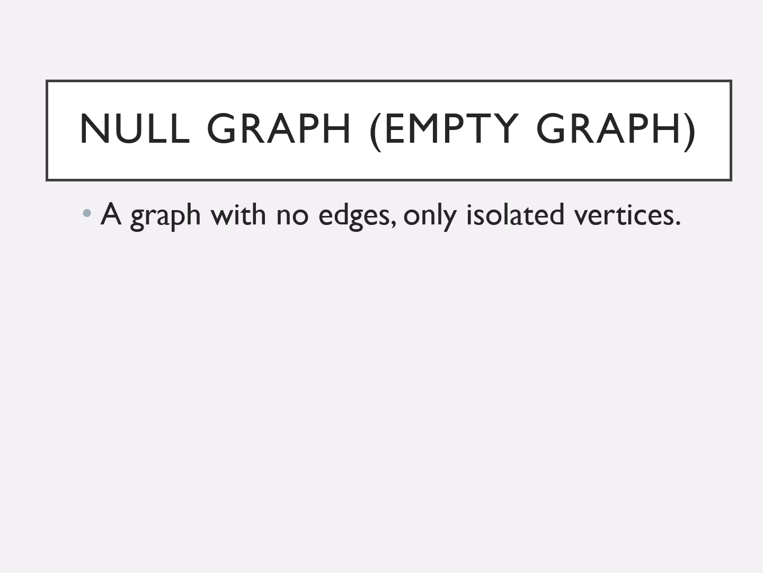Next concept is null graph. A graph with no edge is called a null graph. That means a graph with only vertices is called a null graph. If you draw a graph on P vertices and no edge, then this graph is labeled as NP, and it is called a null graph on P vertices.